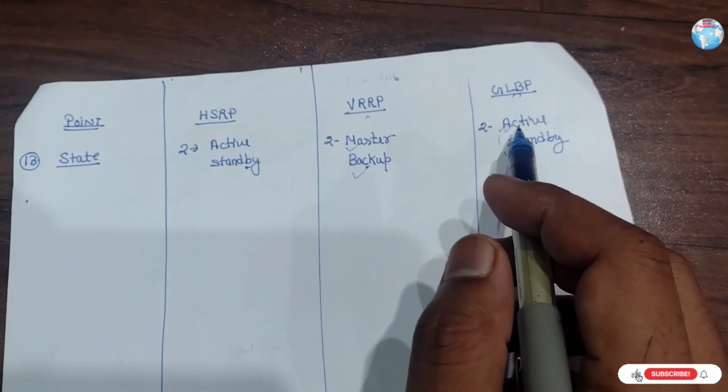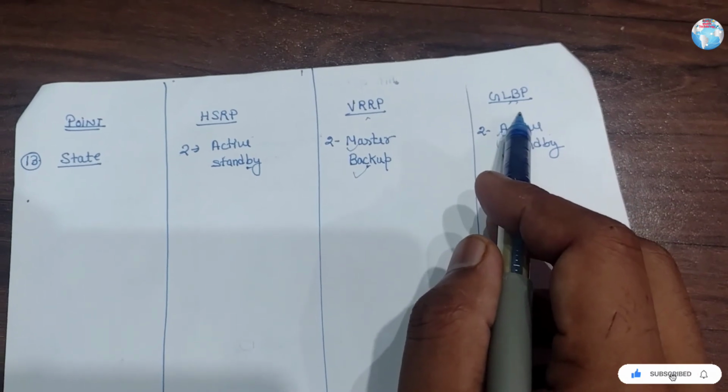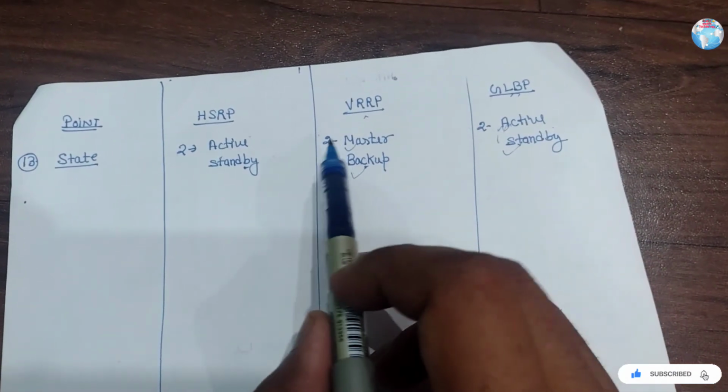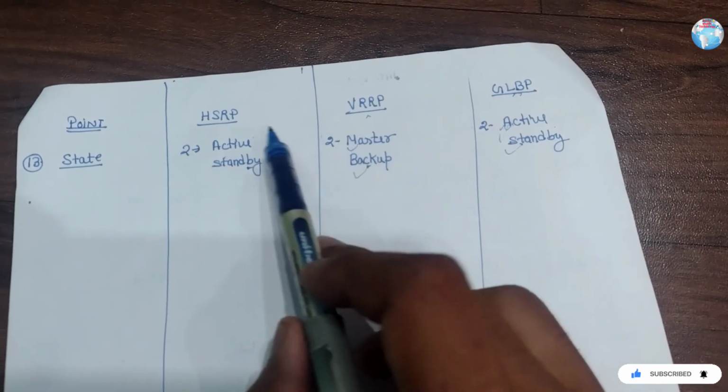So these are the differences between HSRP, VRRP and GLBP. I hope you understand clearly what the difference is between HSRP, VRRP and GLBP.